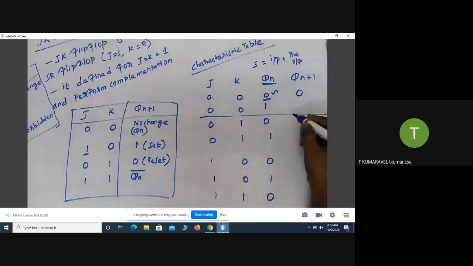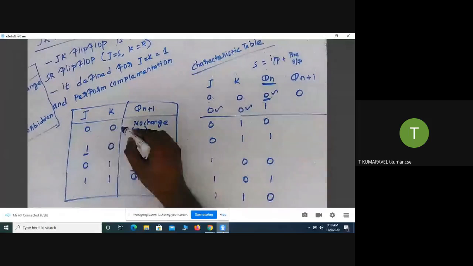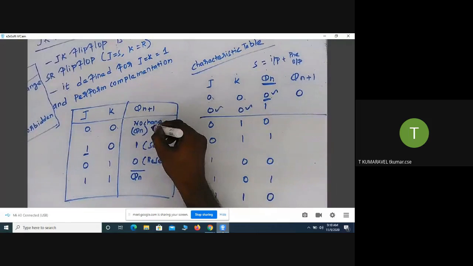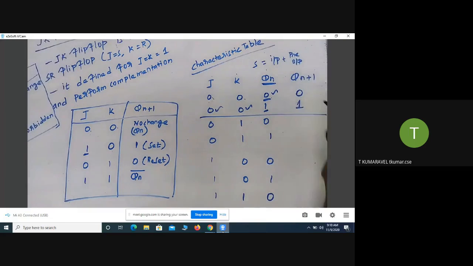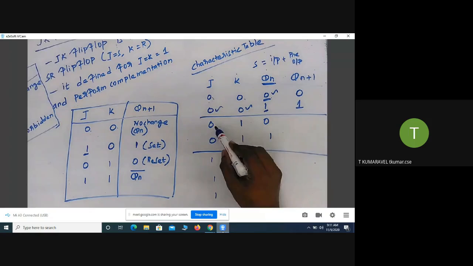Yes, sir. Okay. Next, my input is 0 0. 0 0 means it will retain the previous state output. So look at that: what is the previous stage output? 1. So definitely the output value equals 1. It is okay. Next, what is the next input combination?